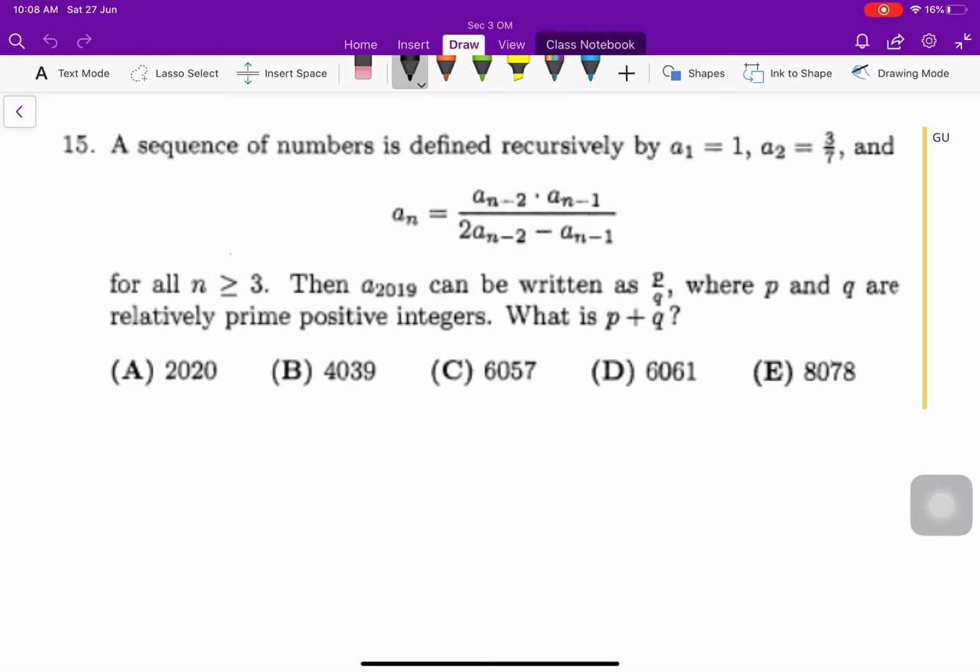Okay, next, can we look at question number 15? For this question, I just want to mention something like this.